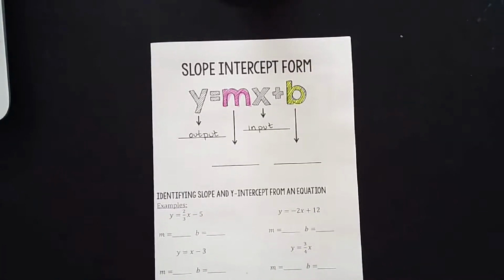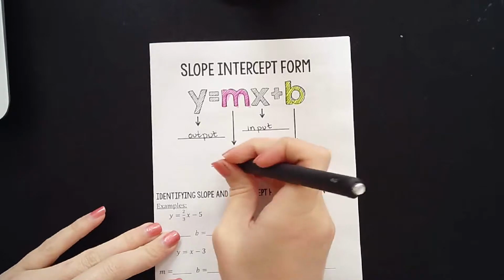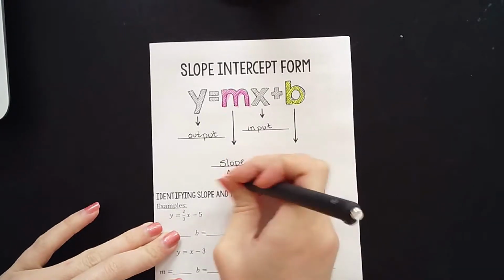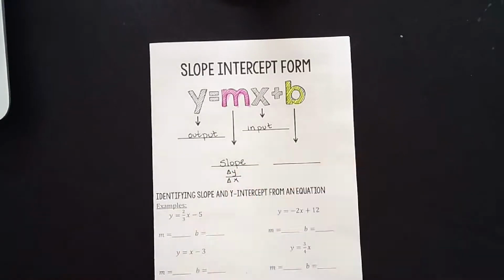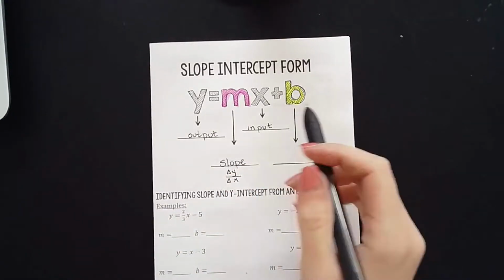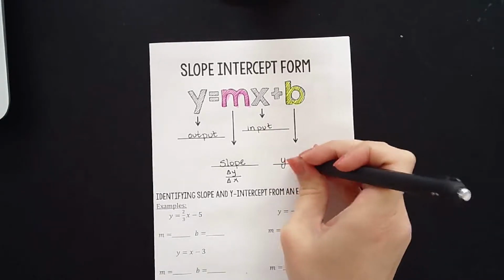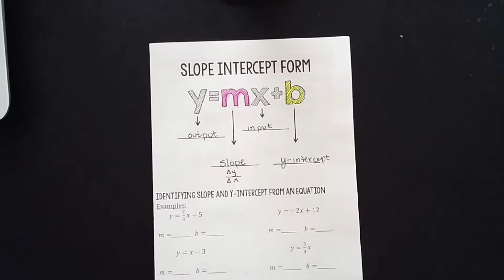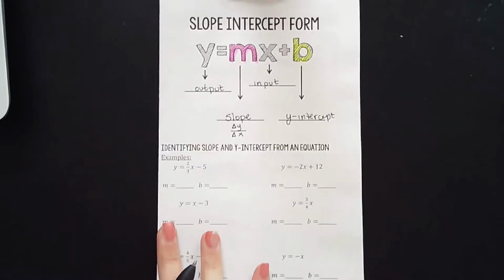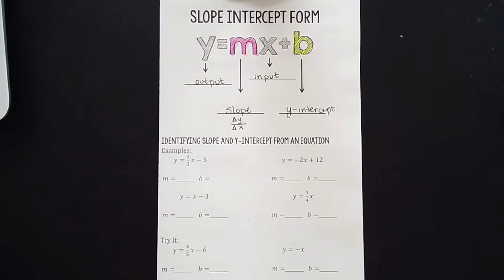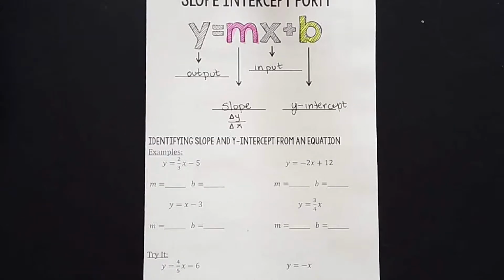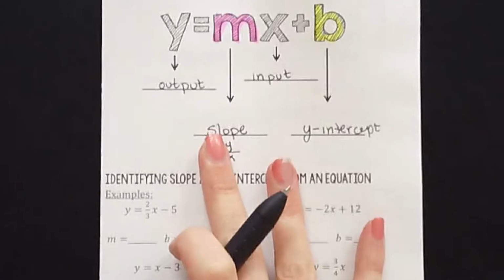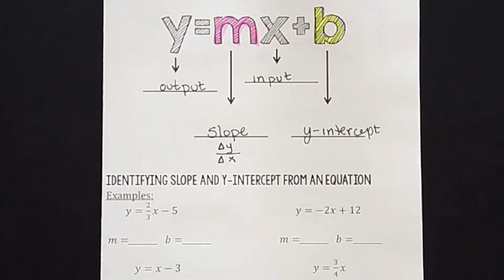So m stands for the slope. Slope is our change, or delta y over delta x. Change in y over change in x. B stands for the y-intercept of our function. So the first thing we need to be able to do is identify slope and y-intercept from an equation. All of these equations are in slope-intercept form, which means they look like y equals mx plus b.